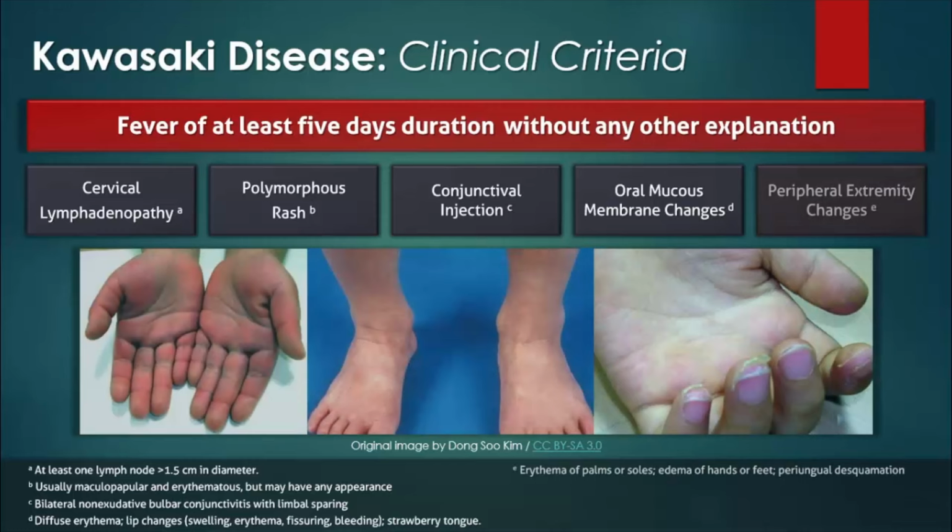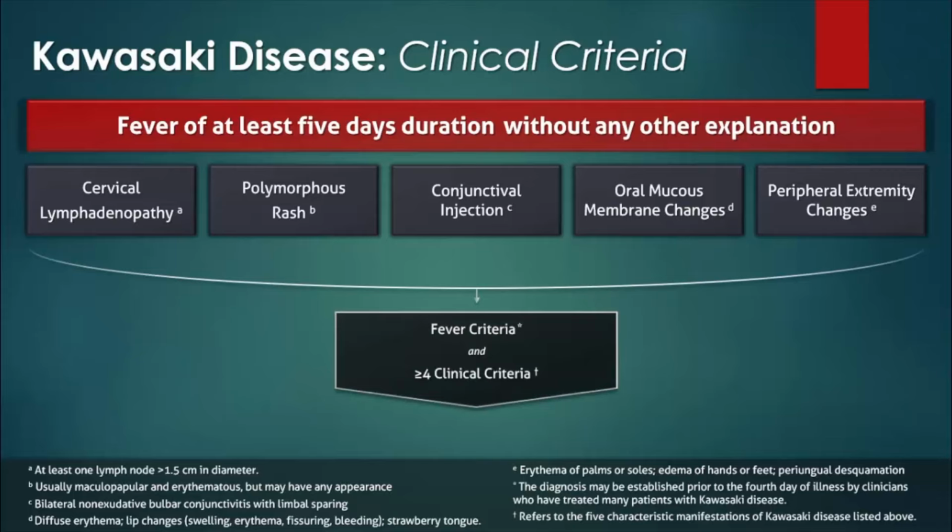About 1 week into the illness, the hands and feet may become diffusely swollen with erythema of the palms and soles. Desquamation of the skin occurs about a week or two later. If the fever criteria and 4 or 5 of the clinical criteria are met, then the diagnosis is established. Now, if a clinician has a great deal of experience in treating Kawasaki disease, then the diagnosis can be established prior to the 4th day of illness.